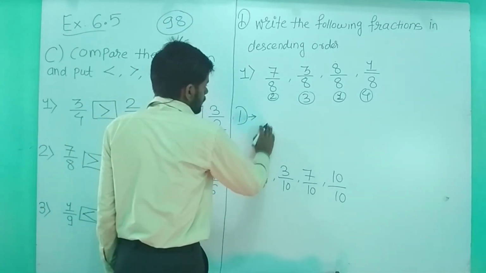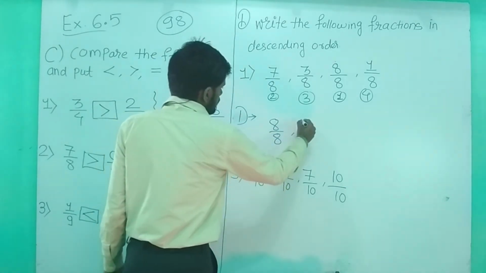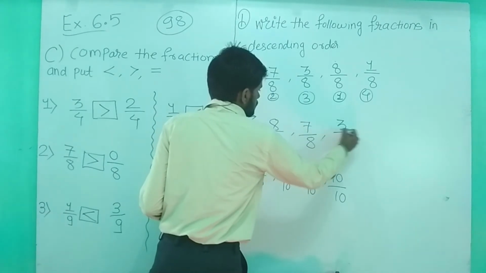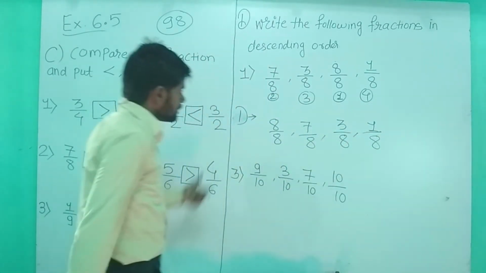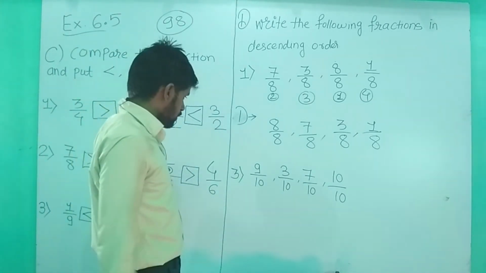So write down here. First 8 by 8. Second will be 7 by 8. Third will be 3 by 8. And the last 1 by 8. Okay. Descending order of a fraction is done. Finished. But it got done quickly.